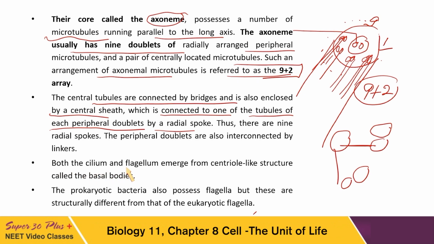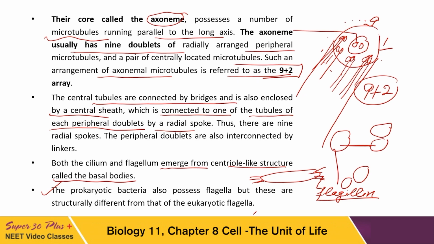Both cilium and flagellum arise from a centriole, a structure now known as the basal body. You have to remember that in prokaryotes, that is in bacteria, flagella are also there, but these are different in structure and are made of flagellin protein, while here in eukaryotes these microtubules are made of tubulin protein. This is tubulin protein, okay? Different from eukaryotic flagella.